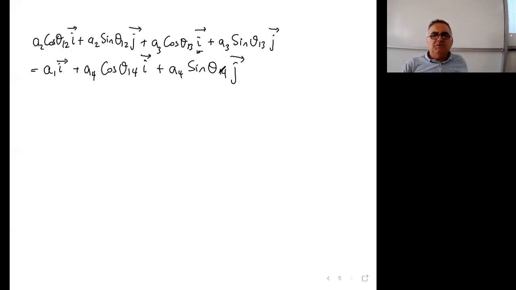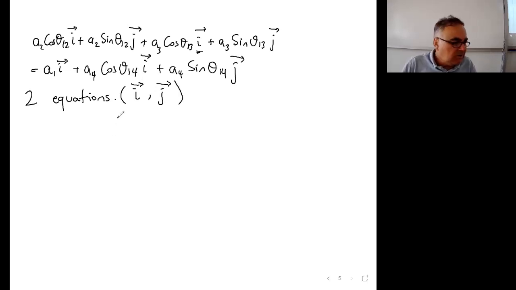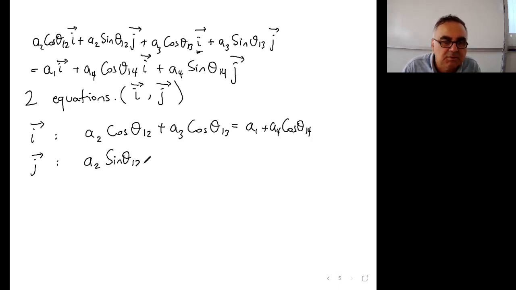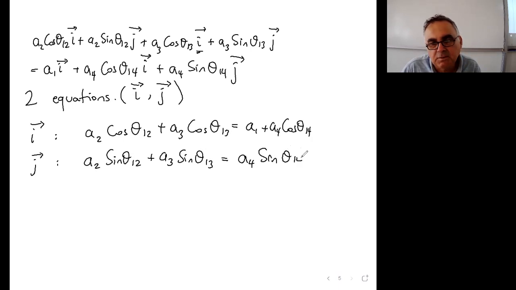Now it looks like just one equation, but here actually we have two equations because they are independent, the i and j equations. So we can equate the i terms to each other and the j terms to each other. The i terms will give us A2 cosine theta 1,2 plus A3 cosine theta 1,3 is equal to A1 plus A4 cosine theta 1,4. And the j terms give us A2 sine theta 1,2 plus A3 sine theta 1,3 is equal to A4 sine theta 1,4.